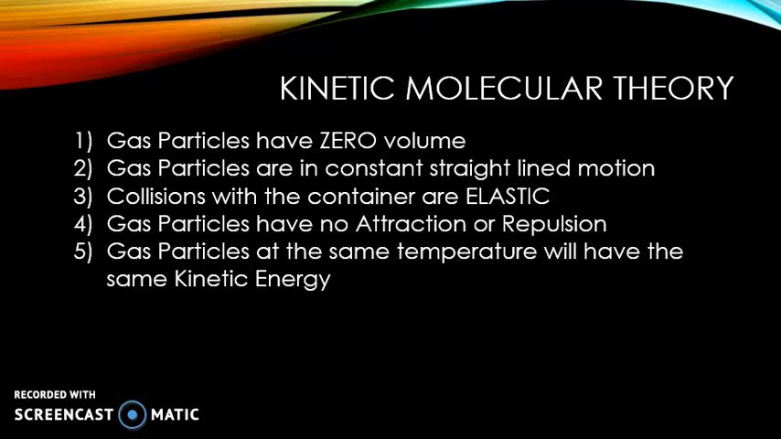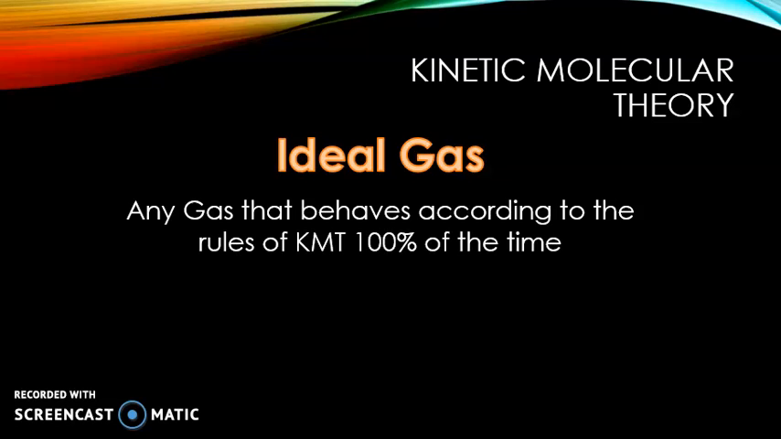Now, we've talked about pretty much all of these at the same time. And we also said that anything that follows all five of these ideas is what we would consider to be an ideal gas. So again, an ideal gas is anything that would behave according to 100% of what we just wrote down about kinetic molecular theory 100% of the time.